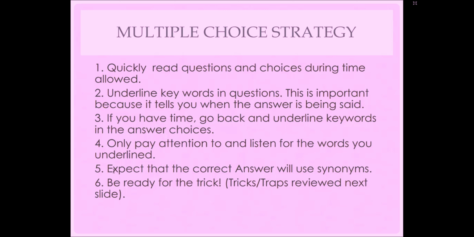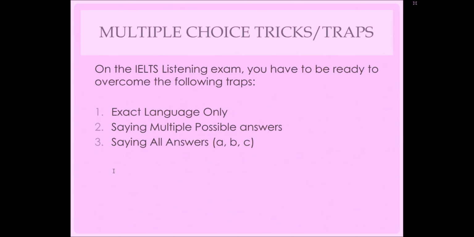That is probably the main challenge they give you with a multiple choice question. It's not really a trick or trap, but it's the language used to give the answer in the conversation or in the lecture. When you look at the correct possible answer choices, you have to look for synonym language for what was said. That's what makes it difficult. That's what makes it tricky for you.